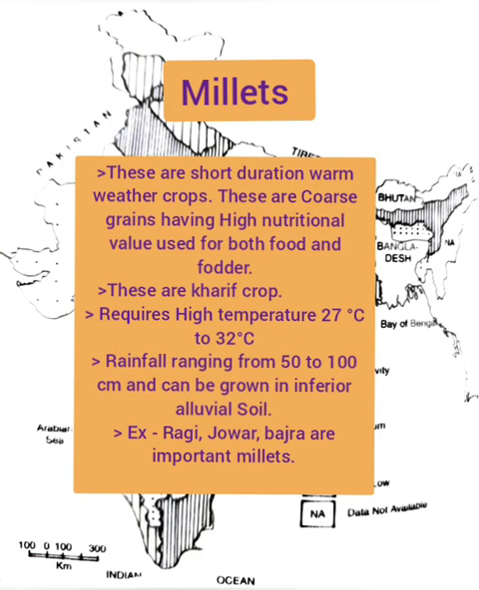Millets, these are short duration warm weather crops. They are coarse grains having high nutritional value, used for both food and fodder. These are Kharif crops, requiring high temperature, rainfall ranging from 50 to 100 centimeter, and can be grown in inferior alluvial soil. Ragi, jowar, bajra are important millets.